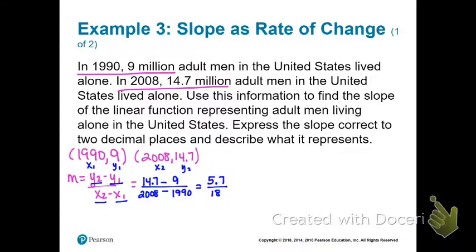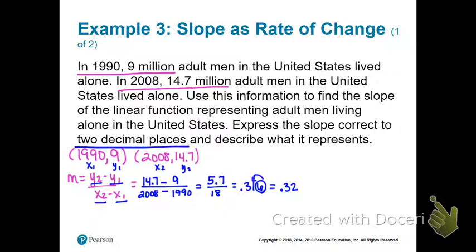So 5.7 divided by 18, I got 0.316 repeated, okay? Now it says correct to 2 decimal places. So that 6 is going to make that 1 round up. So we're going to have 0.32. Now, so we found the slope.